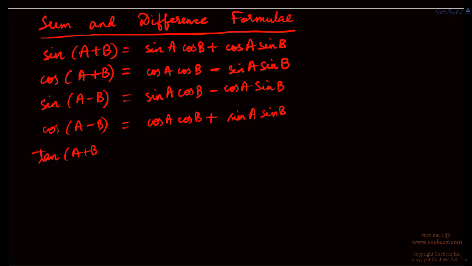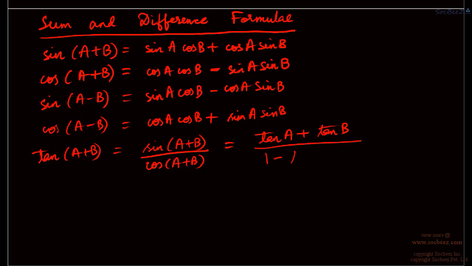The next is tan of a plus b, which can be obtained by sine of a plus b by cos of a plus b. With very simple handling of these functions, we arrive at the formula: tan of a plus tan of b by 1 minus tan a tan b.